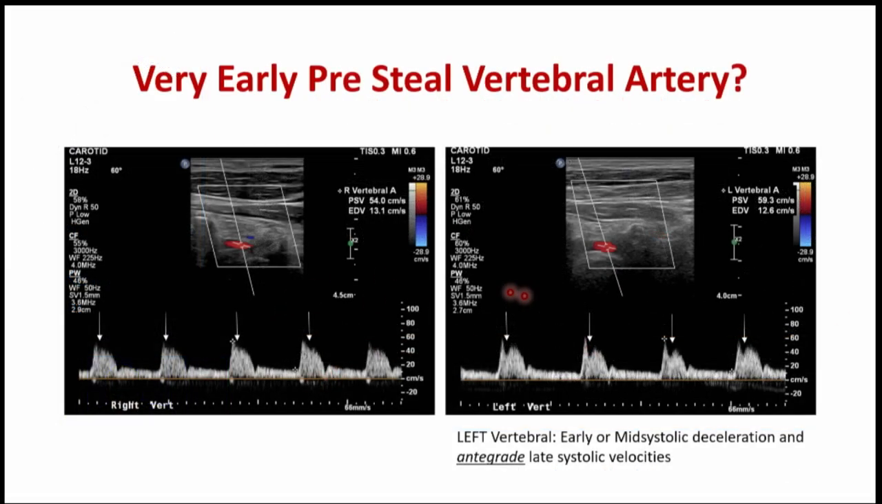Again, we want to compare right and left, right? Look at the right vertebral artery: peak systolic rise, sort of a slightly rounded systolic peak, end diastolic component, low resistance. What happens on the left side? This is a patient with subclavian artery stenosis. Right at the early or mid-systolic area, there is a mid-systolic deceleration followed by antegrade late systolic velocities. You see that little dip.